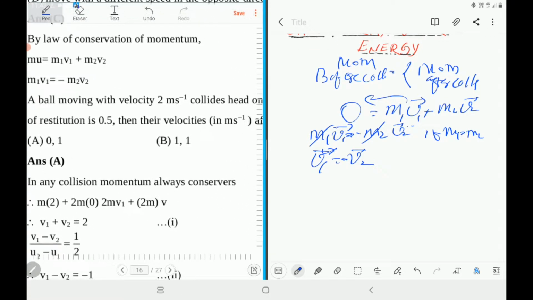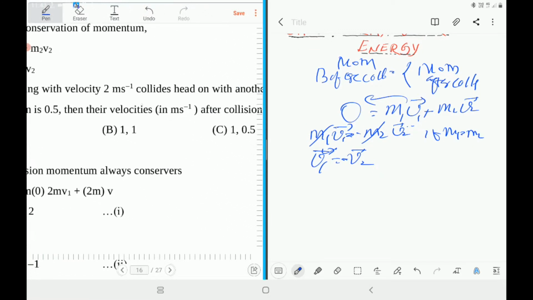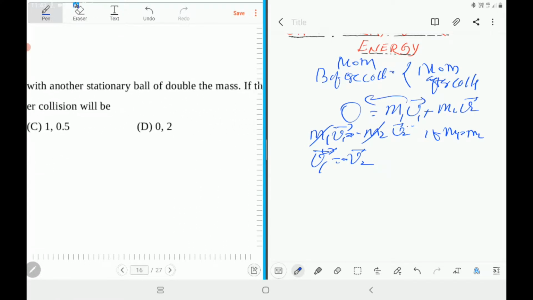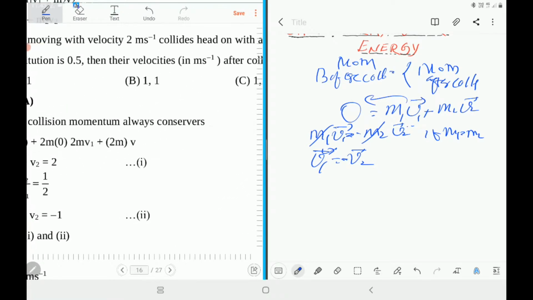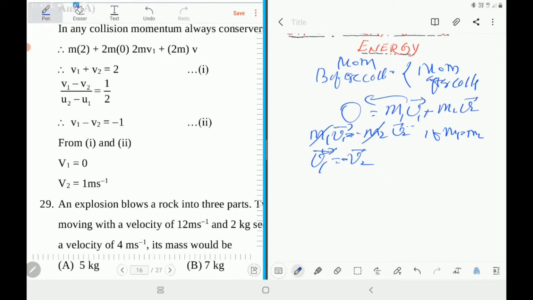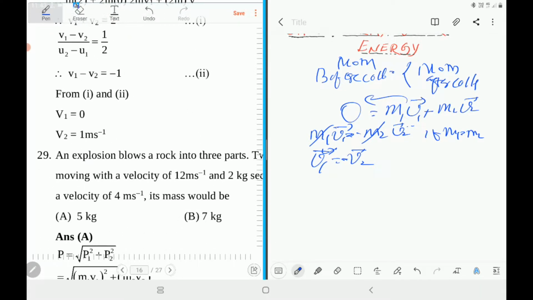Now, a ball is moving with a velocity of 2 meter per second, collides head on with another stationary ball of double its mass, with the coefficient of restitution. Actually, this idea is not covered in the syllabus. You'll see it later on. You will leave it for a while. Now we'll move on with the next one.